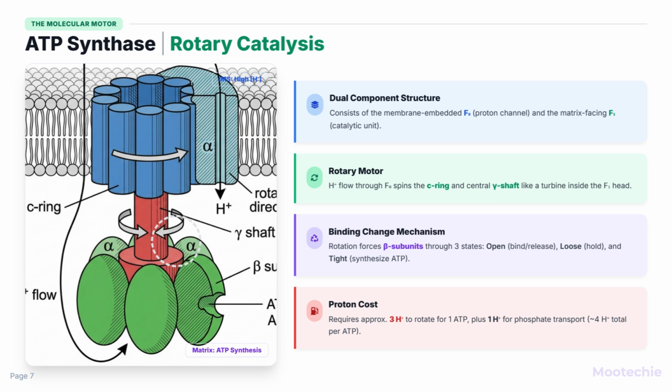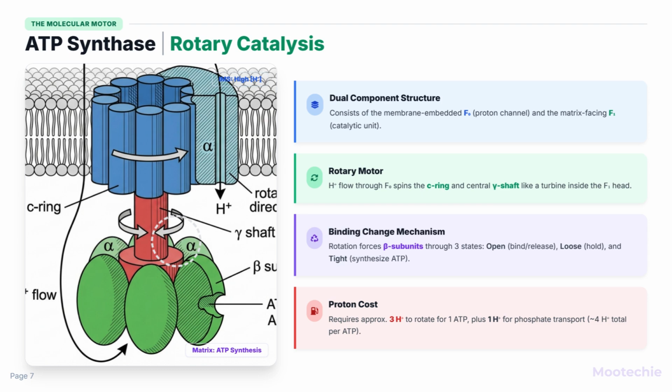This rotation forces the beta subunits through a three-state binding change mechanism: open to bind or release ADP and phosphate, loose to hold them, and tight to synthesize ATP. The proton cost for this is approximately 3 H+ to rotate the motor for 1 ATP plus 1 more H+ to import the phosphate, totaling about 4 hydrogen ions per ATP produced.